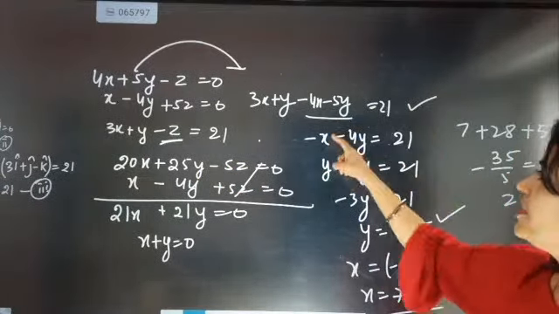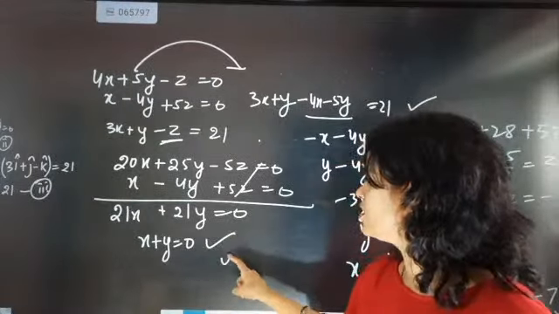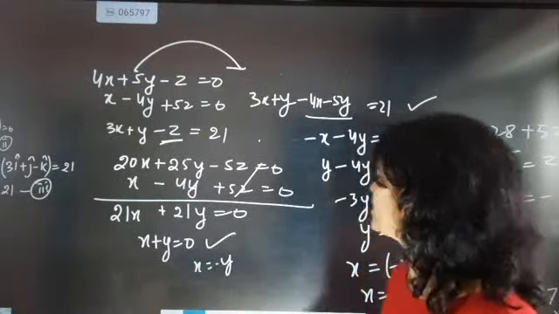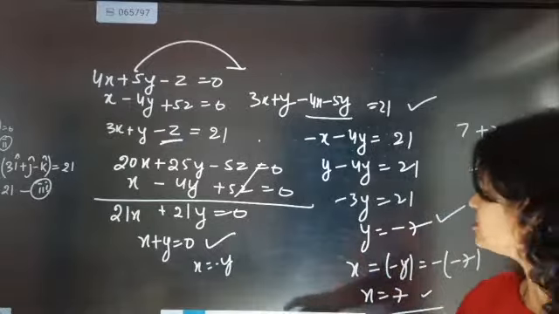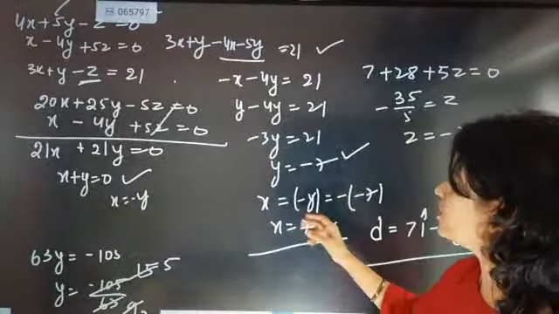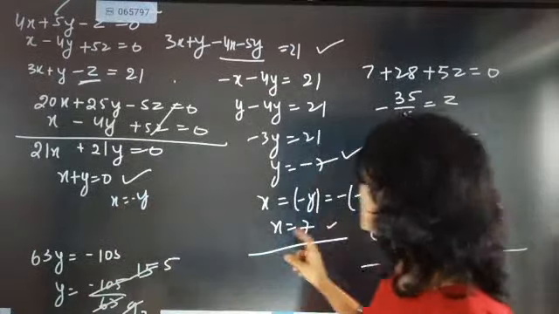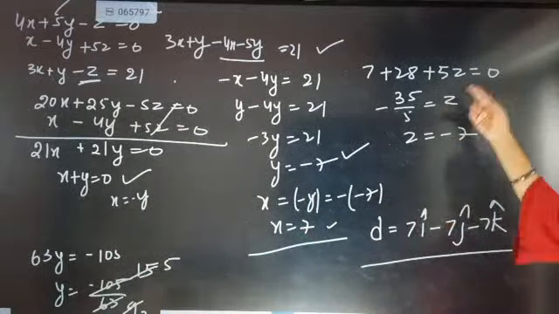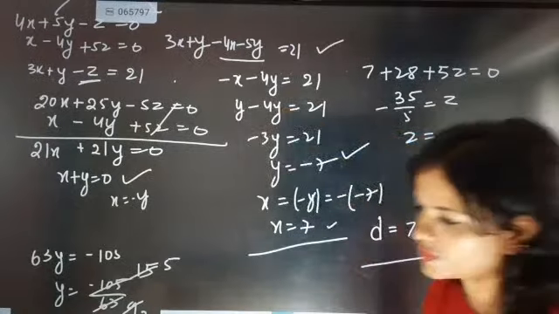So after solving it, x plus y equal to 0, so x will be equal to minus y. So it is coming as minus 3. So minus 3y equal to minus 7, and then substituting x equal to minus y, y is coming as, x is 7, and then the z value is substituted into one more equation.